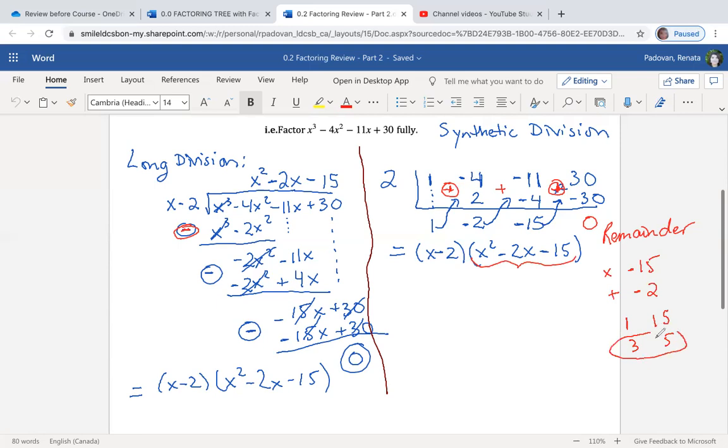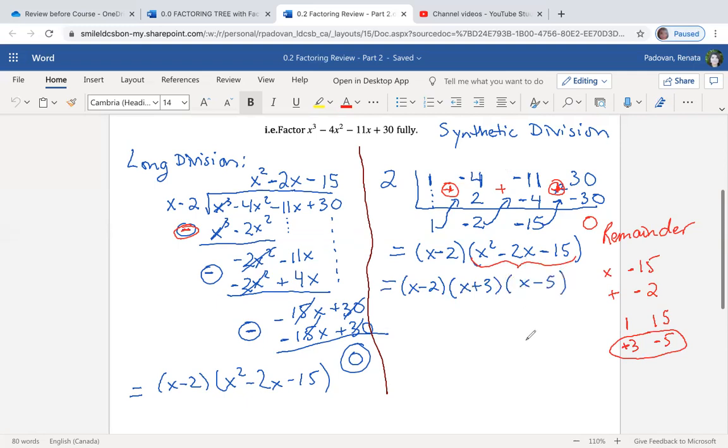Then it's just a matter of my signs. If I'm multiplying to a negative and I want to add to a negative, I want the bigger number to be negative and the smaller number to be positive. So then my final answer would be x minus 2. Break this down into a product of binomials as well: x plus 3 and x minus 5.